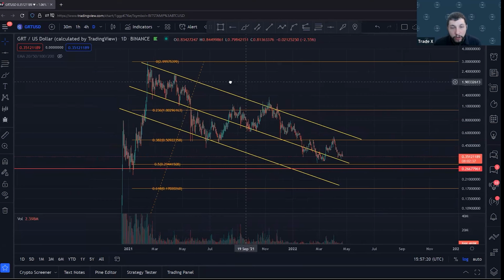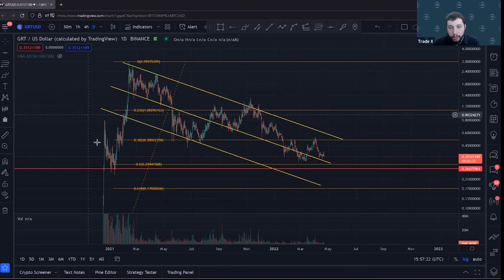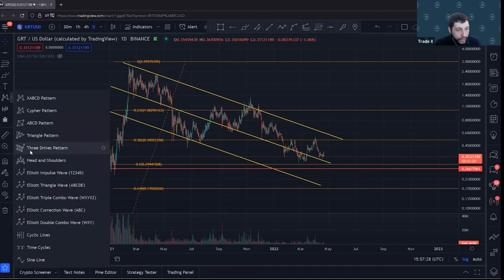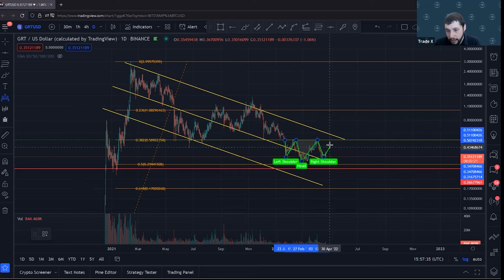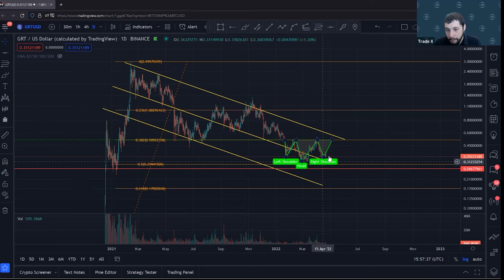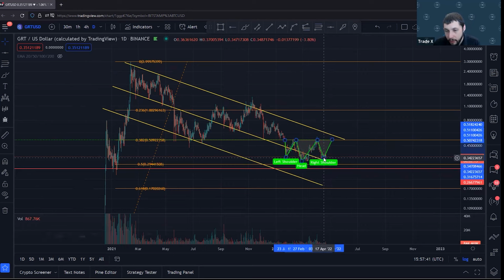Now I want to start kind of understanding what the patterns are that are going on here. Do I see any kind of potential patterns? And the first one that sticks out is this potential head and shoulders. And this would be an inverse head and shoulders here. And hopefully this right shoulder here ends up holding. You can see they've come down a little bit lower than they are now.